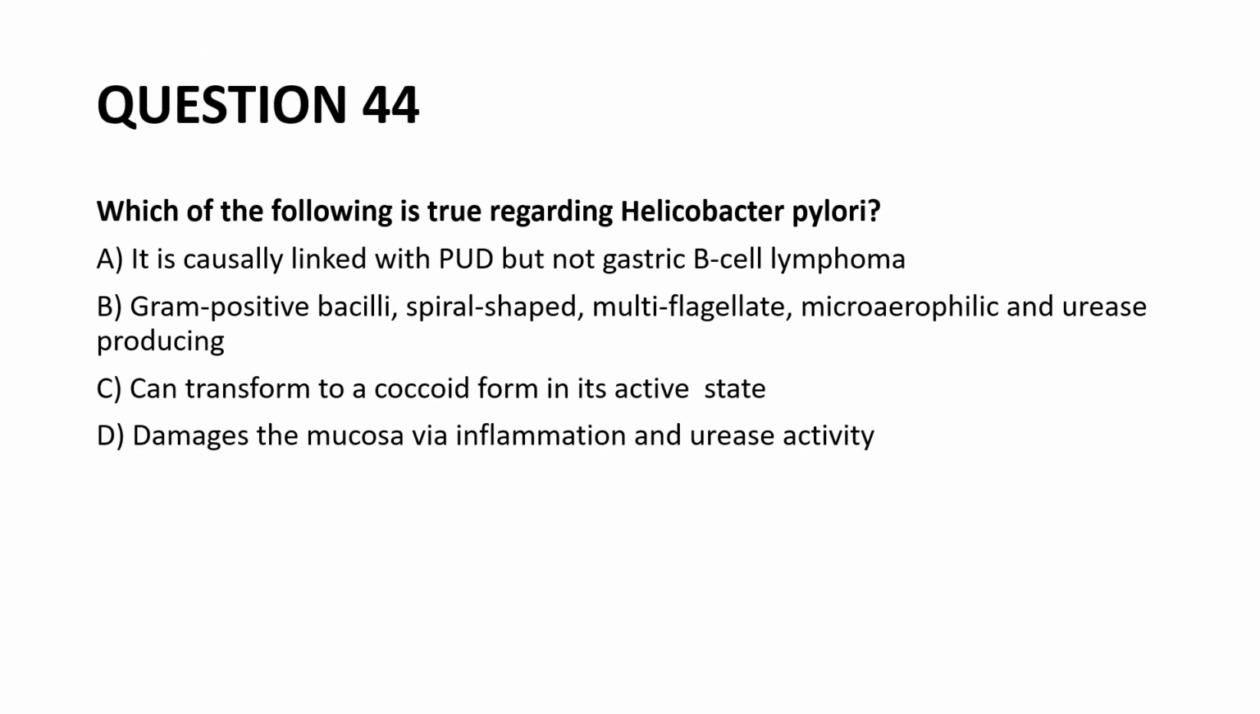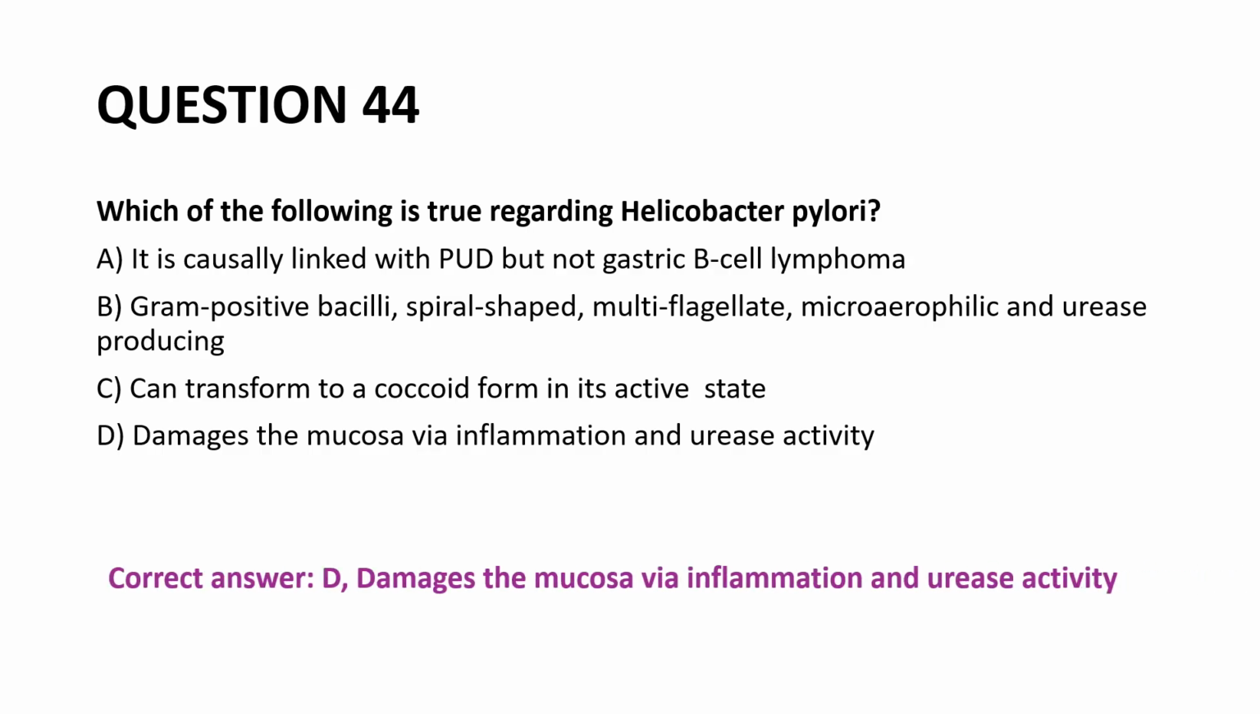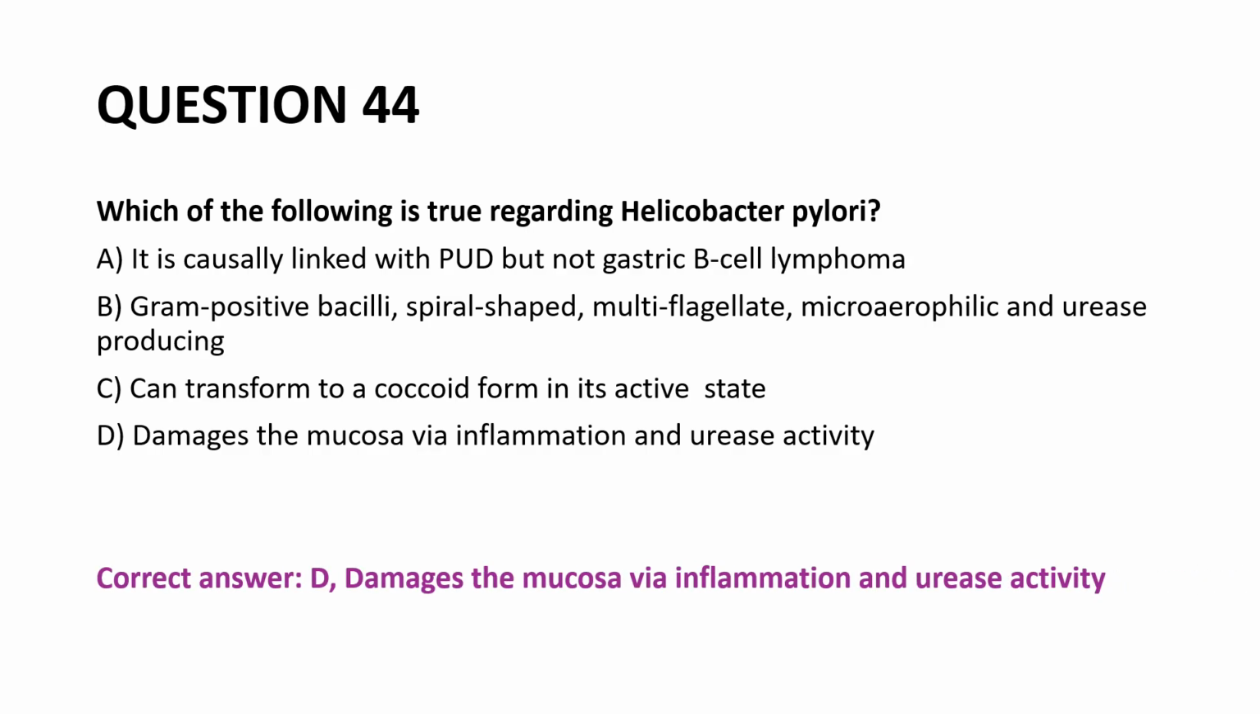Which of the following is true regarding Helicobacter pylori? It is causally linked with PUD but not gastric B-cell lymphoma. Gram-positive bacilli, spiral-shaped, multiflagellate, microaerophilic, and urease-producing. Can transform to a coccoid form in its active state, damages the mucosa via inflammation and urease activity. The correct option is D. Damages the mucosa through inflammation and urease activity.